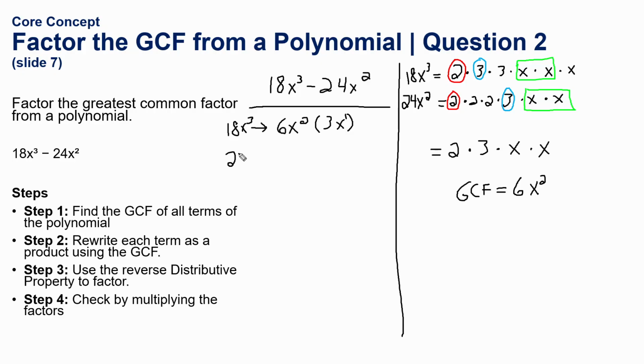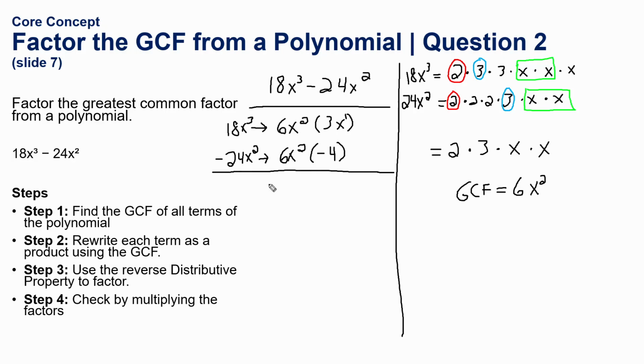And then we have 24x squared, which is 6x squared. And there is a minus here. I should put a minus there. So 6x squared, I should say, times -4 as my result. Okay, so that is step number 2. Rewrite each term as a product using the greatest common factor.